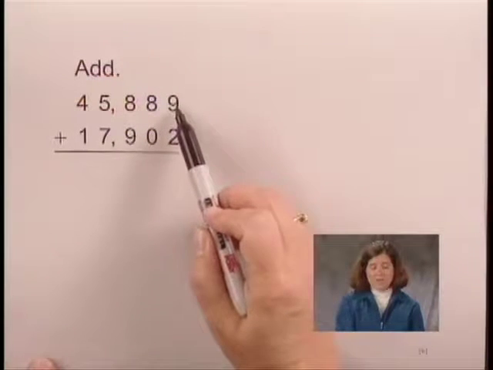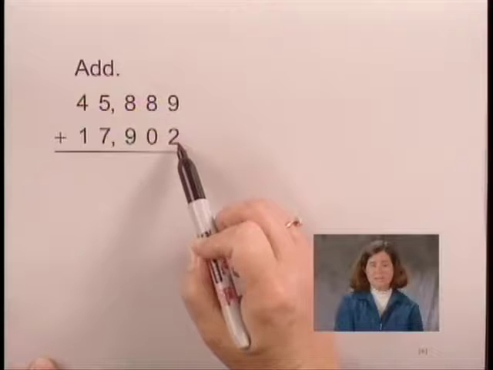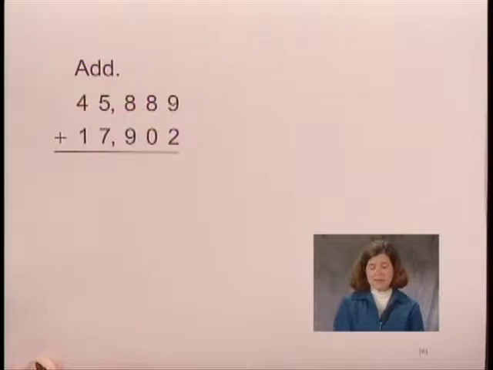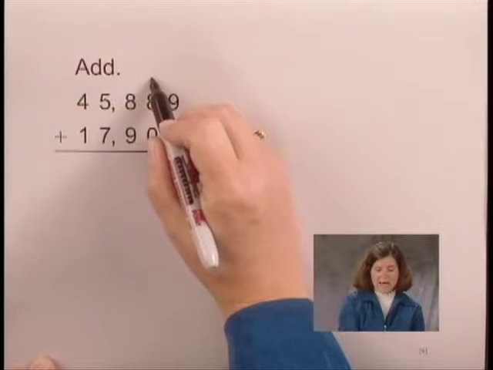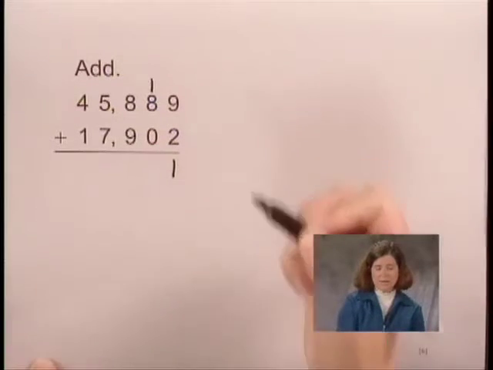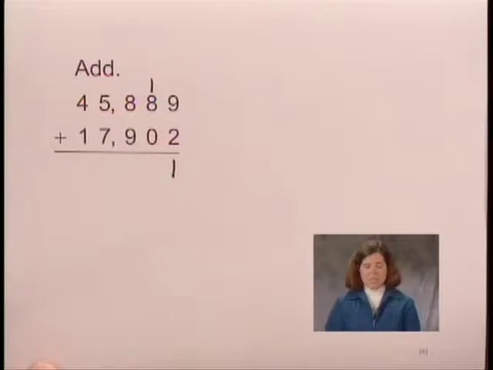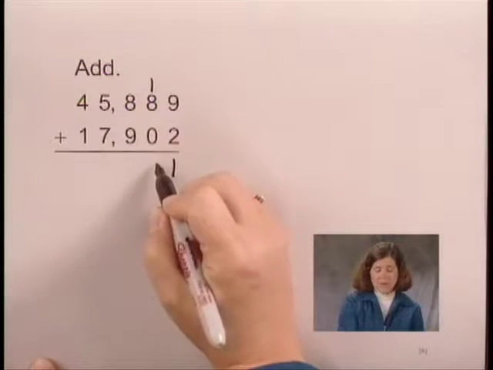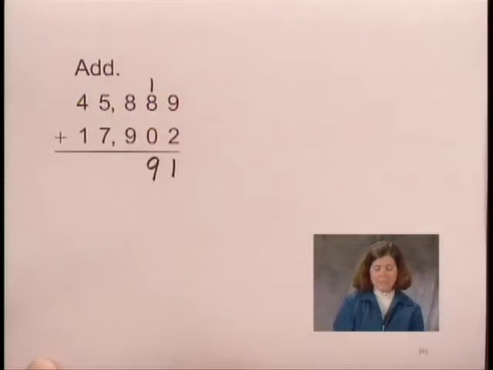We have 9 ones in the first number, 2 ones in the second number. 9 plus 2 is 11 ones. To write 11 ones, we write 1 10 in the tens column and 1 1 in the ones column. To add the tens, we have 1 10 and 8 tens, or 9 tens.